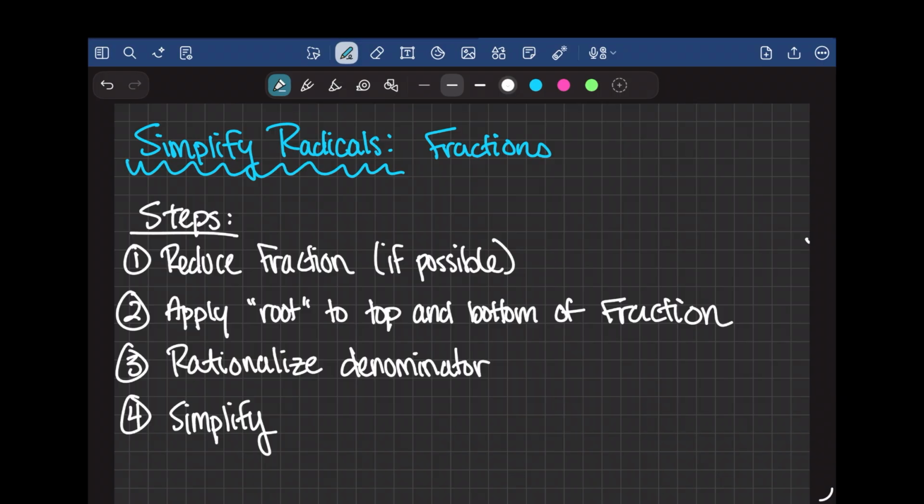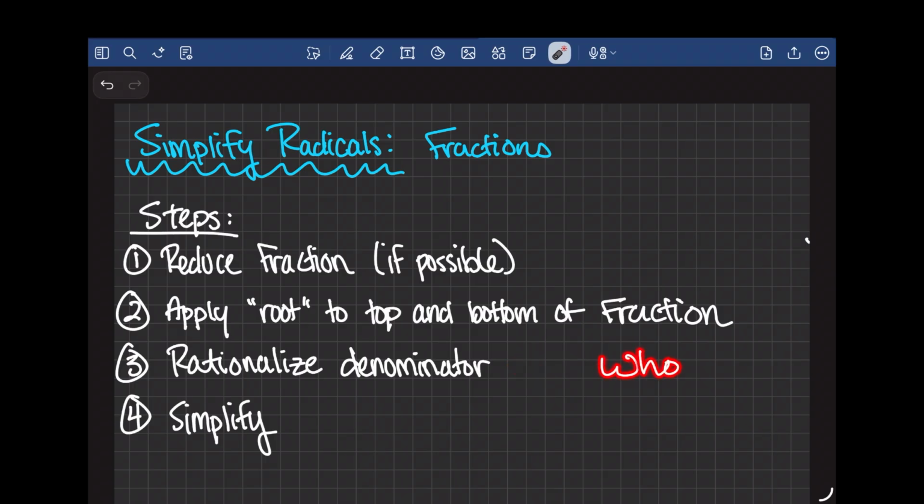So the steps we're going to follow are: reduce your fraction if possible. That will make all of your calculations a lot faster if you're able to do this at the beginning. The second thing is we're going to apply the root symbol to the top and bottom of the fraction. And then we're going to rationalize the denominator because we want whole numbers on the bottom only. And then if we can simplify the radical or simplify the fraction, we'll do that.